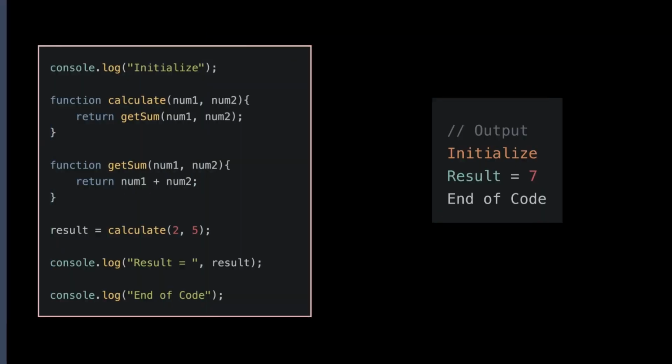Here I've got console log at the very beginning of the code, and then there is a function calculate. This function accepts two parameters and in return calls getSum. GetSum accepts two parameters, adds up both the numbers and returns. And then I'm passing in 2 and 5 as the value. And then there is a console log for the result, and at the end of the code, another console log. Final output would be something like this on the right side.